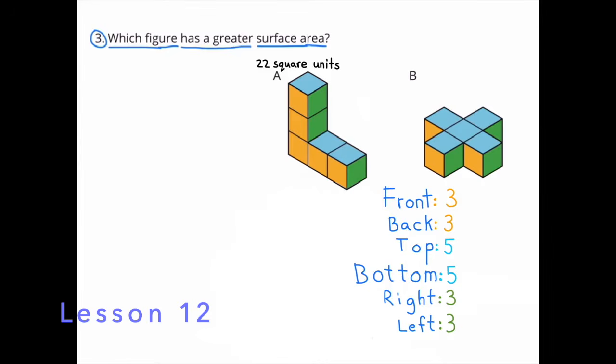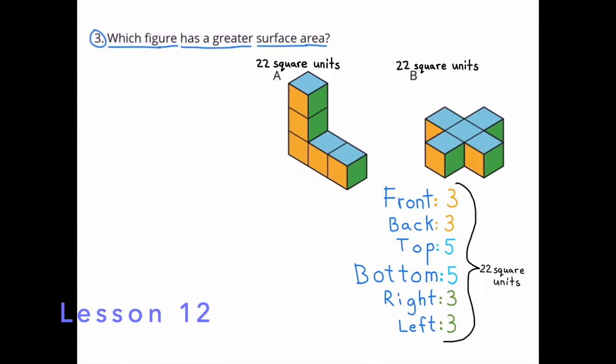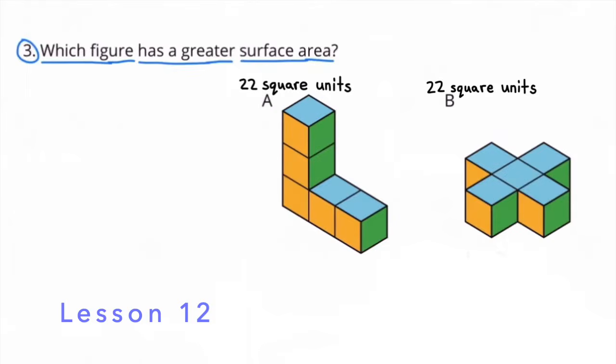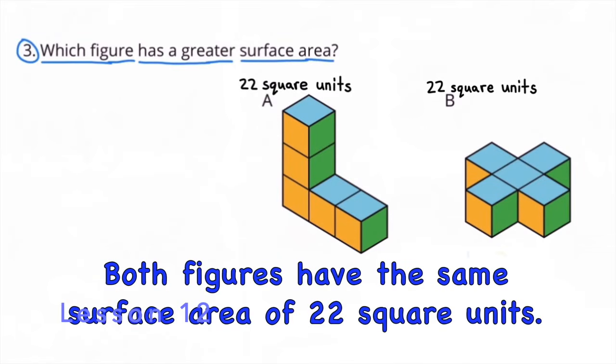The front and back of figure B have a surface area each of 3 square units. The top and the bottom of figure B each have a surface area of 5 square units. And the right side and the left side of figure B each have a surface area of 3 square units. All combined, figure B also has a surface area of 22 square units. Both figures have the same surface area of 22 square units.